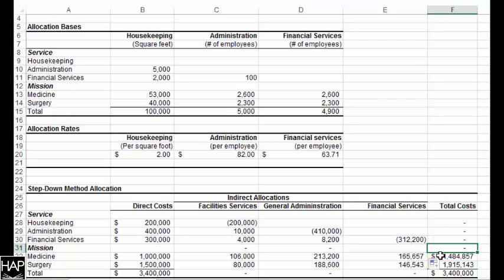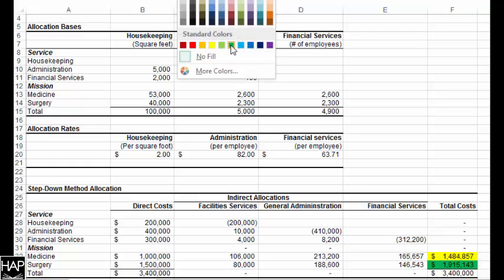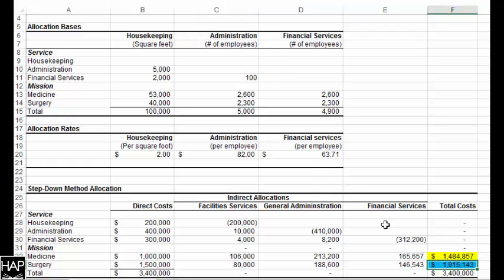And then it tells me here that the total costs, if I'm allocating the support center costs to the mission centers, the Department of Medicine is going to pay $1,484,857, and the Department of Surgery is going to pay $1,915,143. So now we've calculated how we would allocate the support center costs to the mission centers.